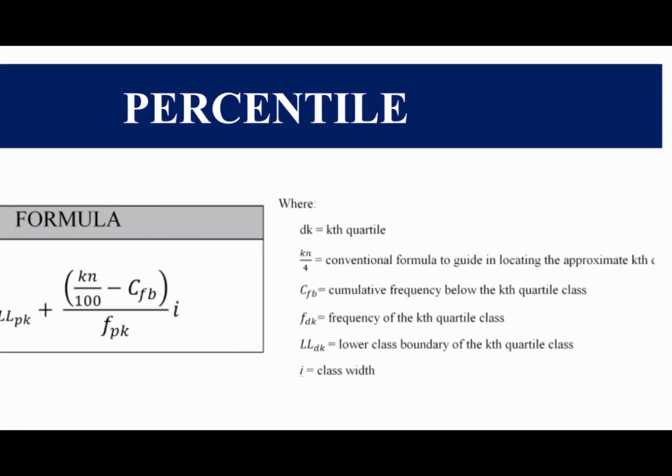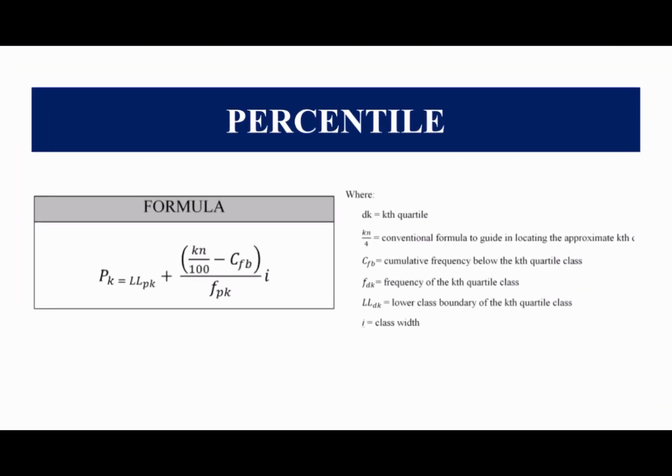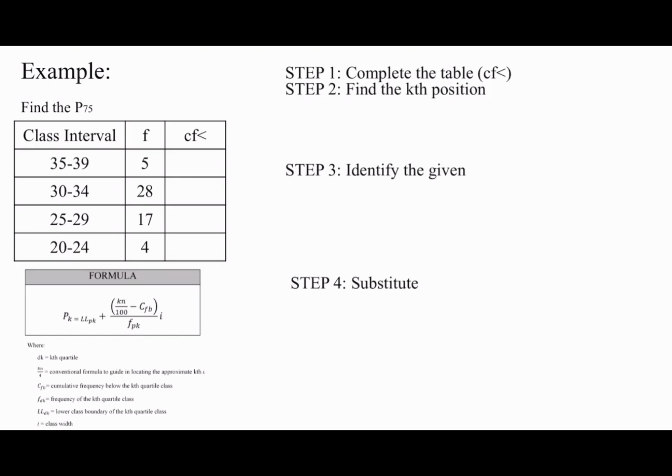Let's proceed to percentile. For percentile, it is just the same as the given formula. The difference is just the denominator for your Kn is 100. Let's proceed to the example. Let's find P sub 75. We will follow the same steps, the 4 easy steps. First step is to complete the table. Less than cumulative frequency: 4 plus 17 is 21, plus 28 is 49, plus 5 is 54, where n is also equal to 54.